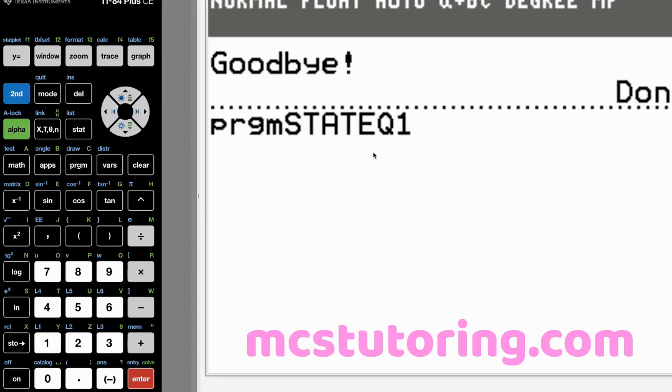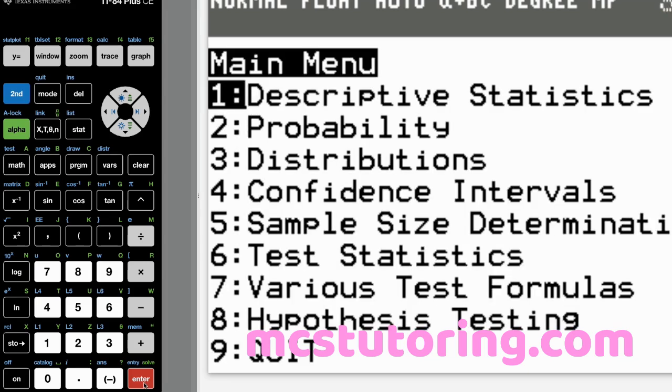This is STATEQ1. I know it looks like STATEQ1. I'm sorry, it's not spelled phonetically. Okay, we're going to go through this. This is the main menu. We have descriptive statistics, probability, distributions, confidence intervals, sample size determination, test statistics, various test formulas, hypothesis testing, and quit. Let's not quit yet.